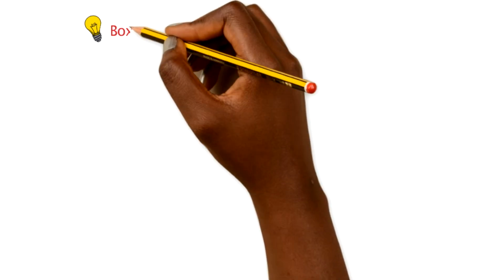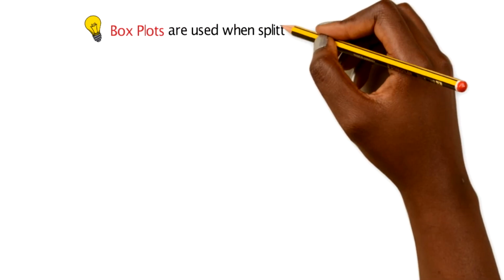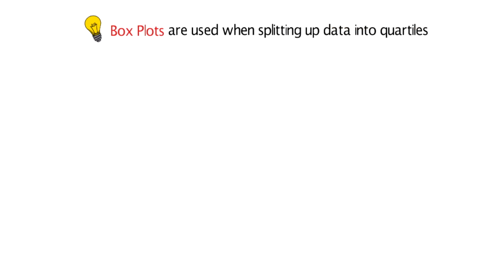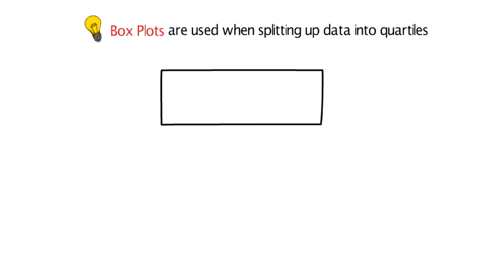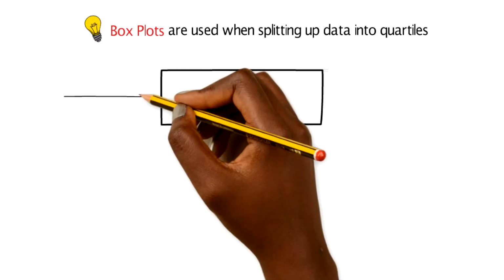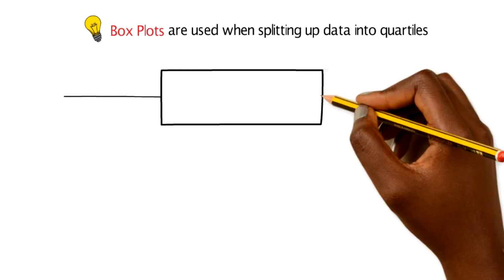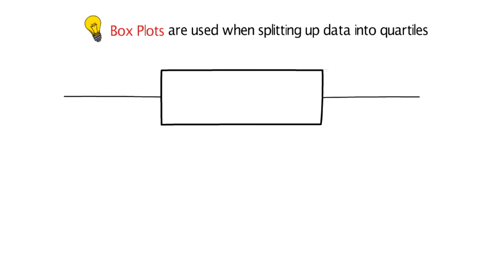Box plots are another type of statistical data, where basically it's in the name. In the old school way, they used to call it box and whisker plots, so you may see it like that. Basically, they're used when splitting up data into quartiles. So here is our box plot.